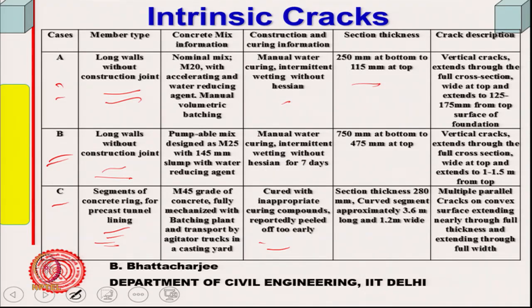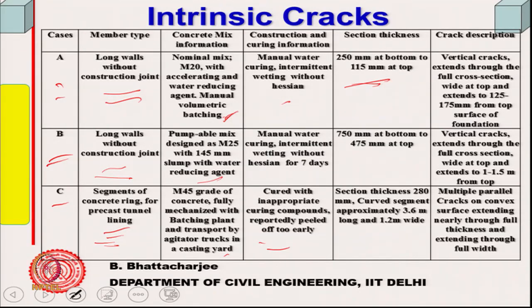The concrete mix information was available from people or documents. It was M20 grade, this is a pumpable M25 grade, and this is an M45 grade. These were done by and large using accelerators and water reducing agent, and manual and volumetric batching was used here largely. So, it is almost non-engineered construction, with manual and intermittent water curing, not really proper curing as well, and the section thickness is 250 mm at the bottom and 150.